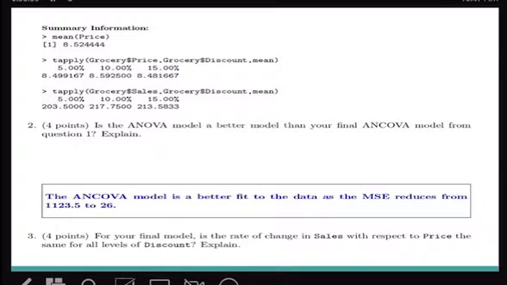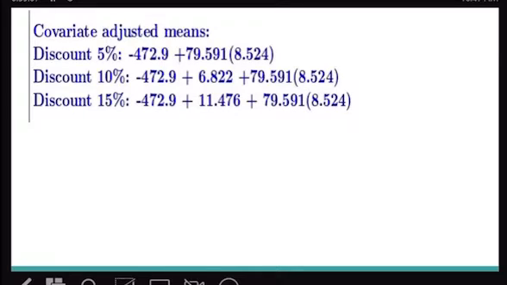Now, when I say for your final model, is the rate of change in sales with respect to price the same for all levels of discounts? Explain. If you want to do this, then you put into consideration what we did in class. You're going to compute what we call covariate adjusted means. You're going to do that for 5% discount, for 10% discount, for 50% discount.